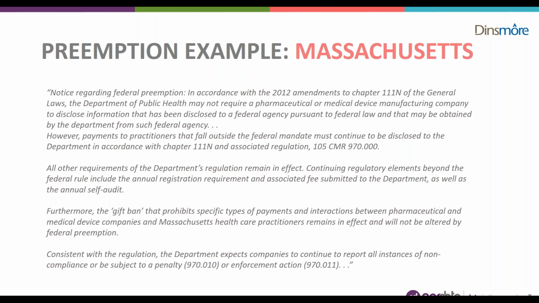So this is just an example that we have from Massachusetts. This is a notice that they have posted on their website, and it does acknowledge preemption. It says payments to practitioners that fall outside of the federal mandate must continue to be disclosed to the Massachusetts Department consistent with that state's laws. In addition, it reminds you of these other requirements: the annual registration, the fees, the requirement for a self-audit, and its gift ban all apply to Massachusetts prescribers.